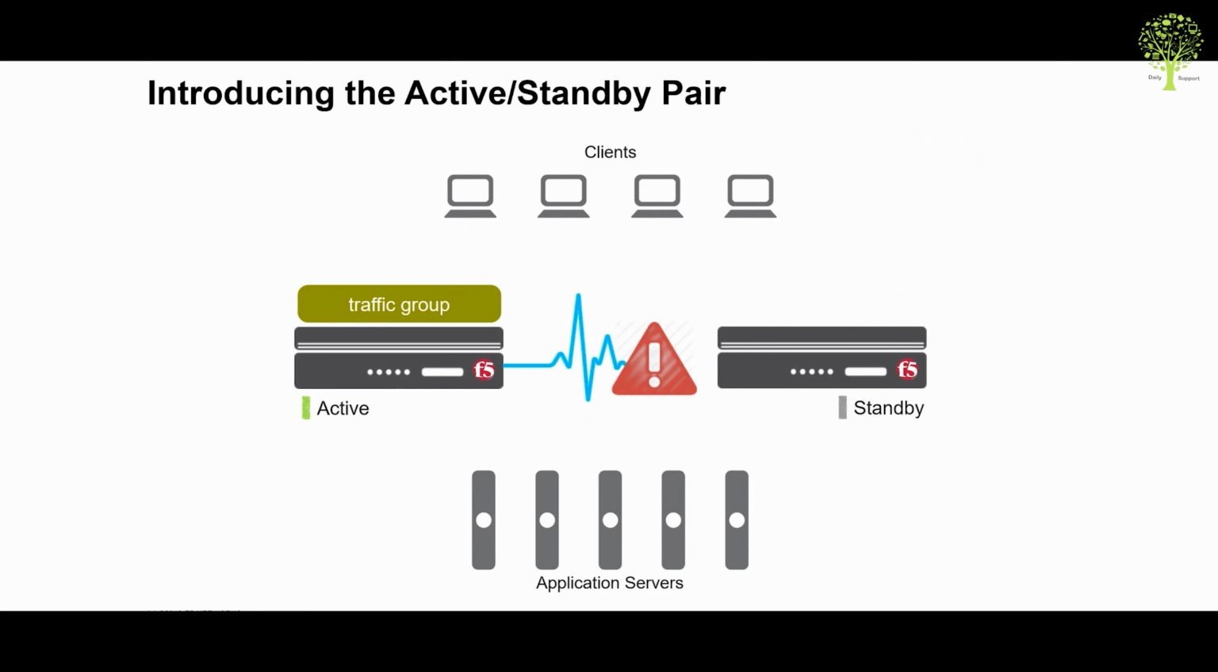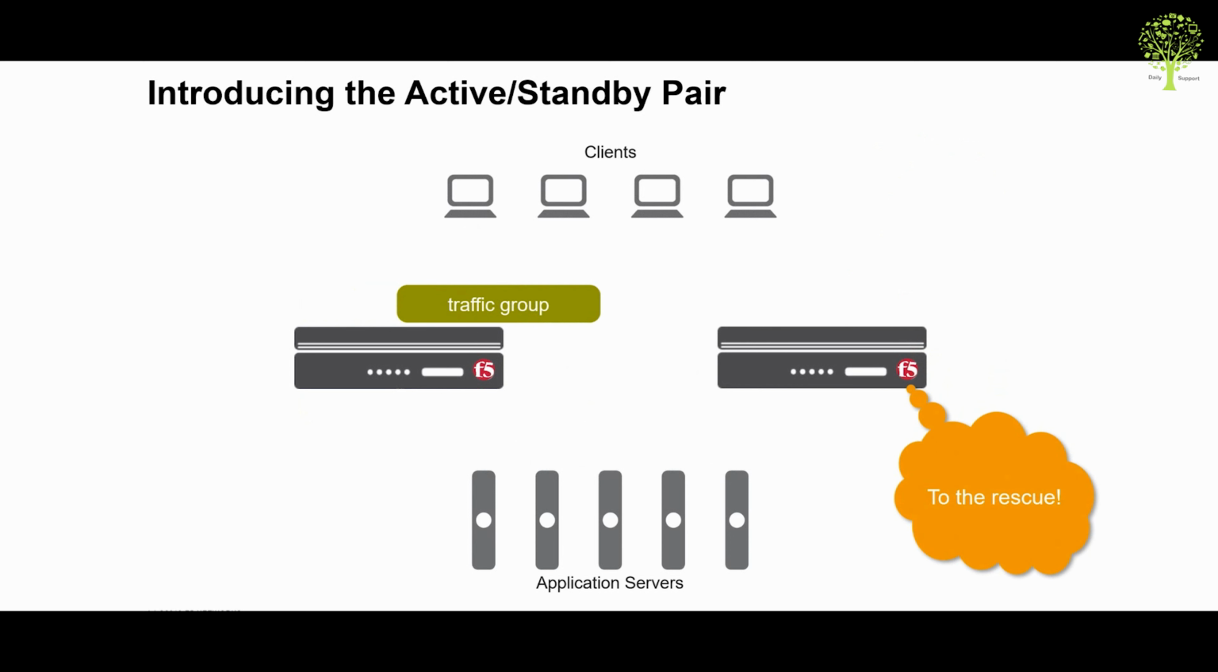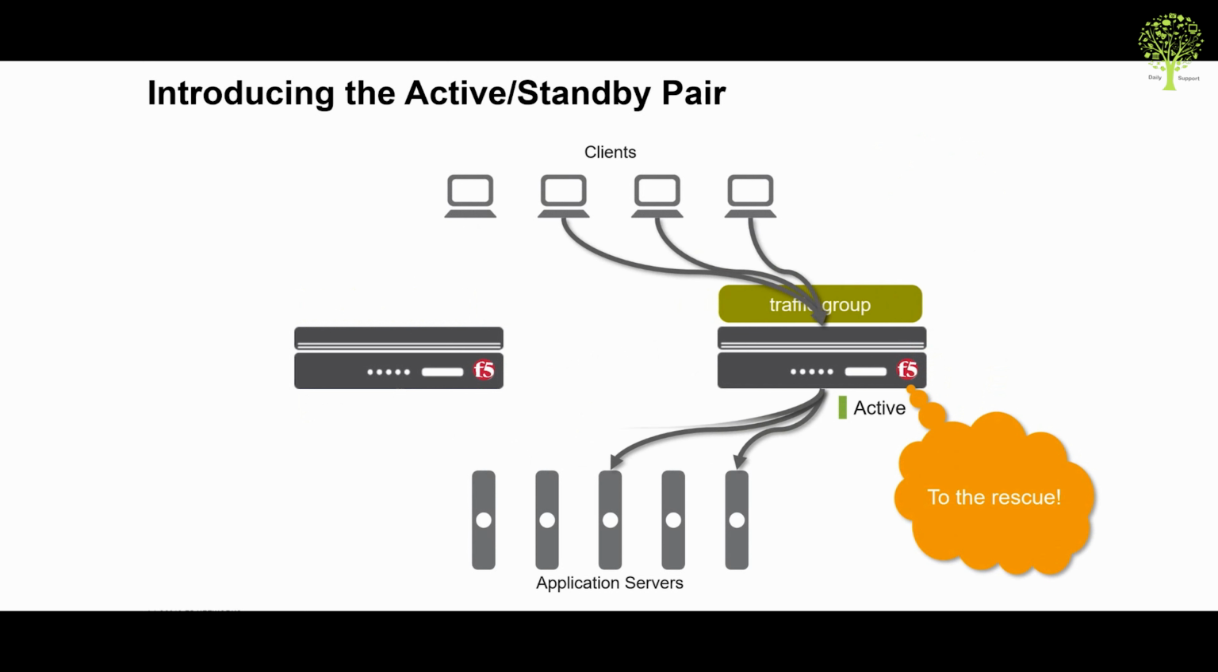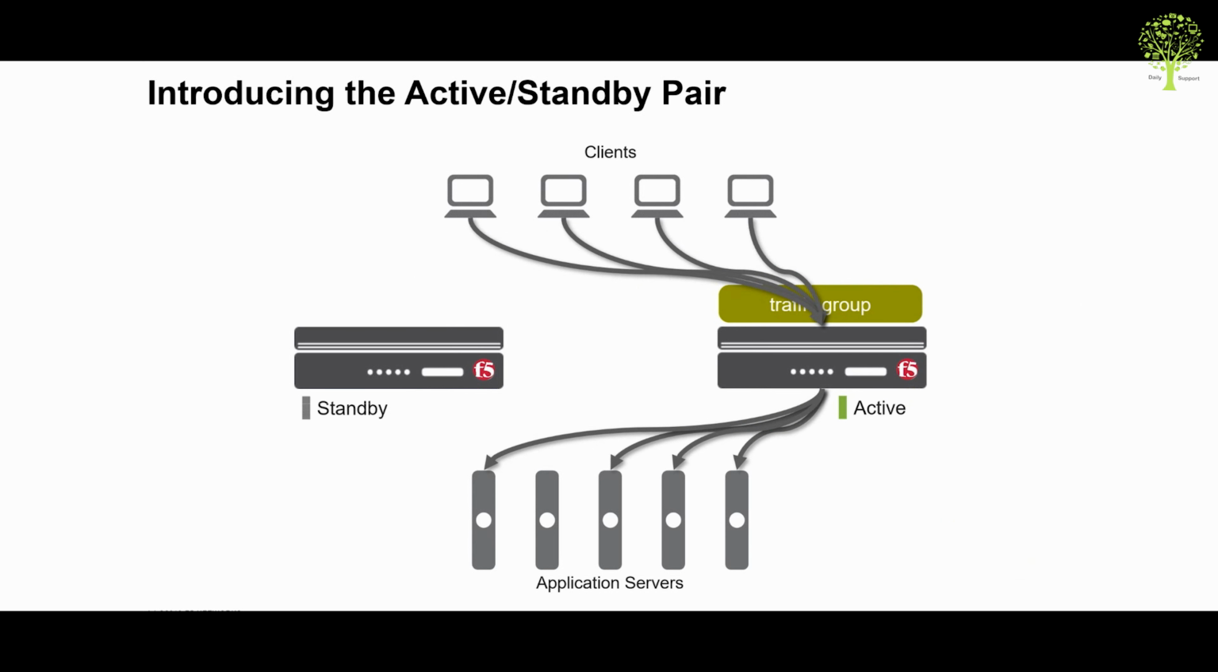If the active system fails and its heartbeat stops, the standby system immediately takes over traffic processing, often with little or no visible impact to clients and servers. When the failed system recovers, it comes up in standby mode and begins monitoring the active system's heartbeat.